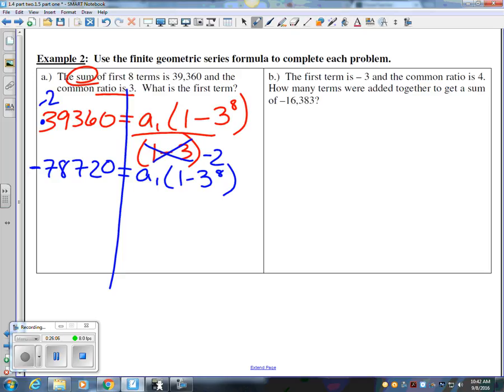All right, what's still with A1? So how do I get rid of all that? I can get rid of it all at one time. Divide it. Use those parentheses though. 1 minus 3 to the 8th. So you can divide by all of it as long as you use parentheses. Anybody?